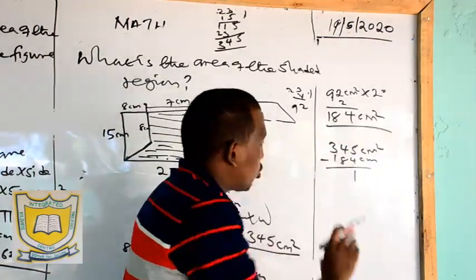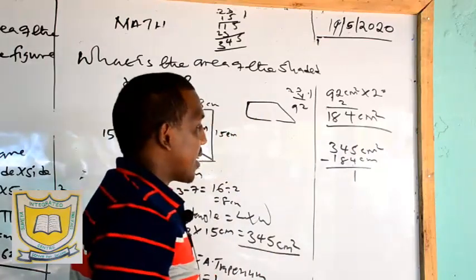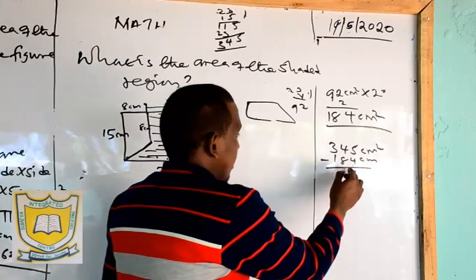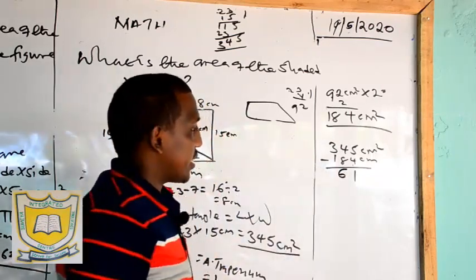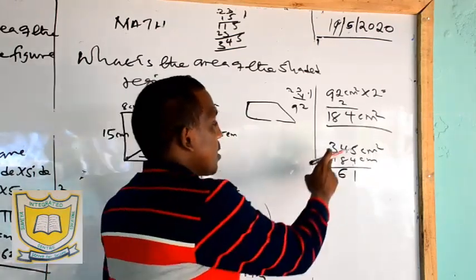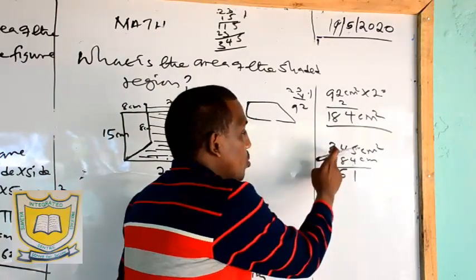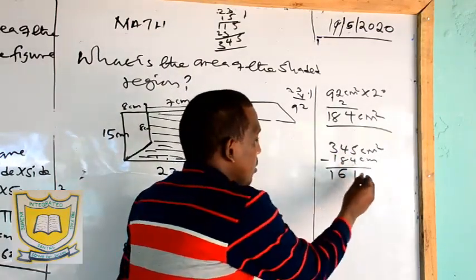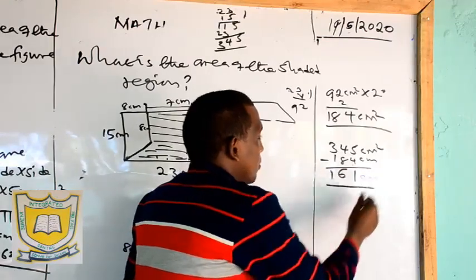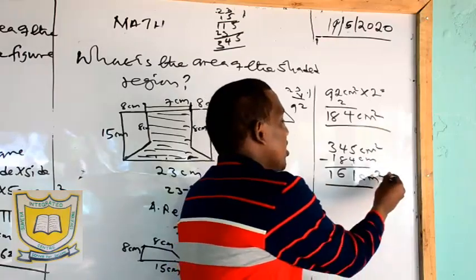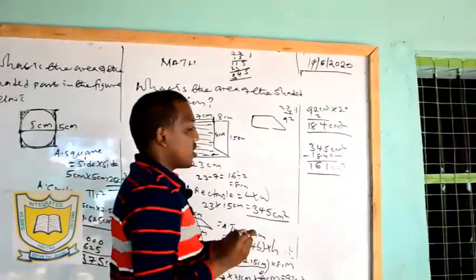4 minus 8, impossible, borrow 1. 14 minus 8, it's 6. Then here remains 2. You get 2, 3 minus 1. 2 minus 1 is 1 centimeter squared. That's how we get the shaded area, centimeter squared.